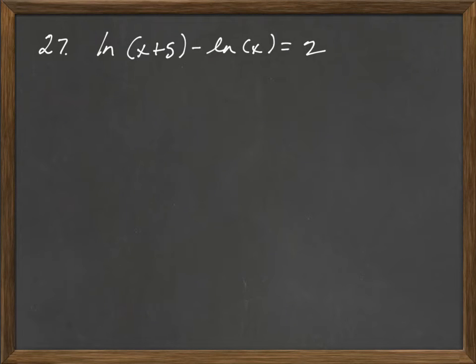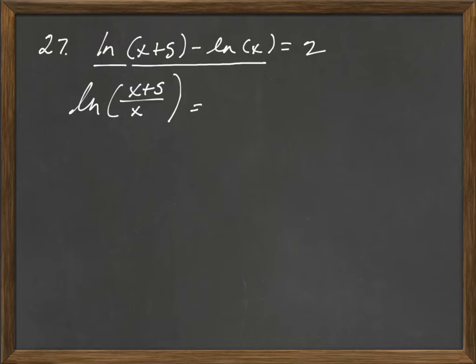Number 27 just uses ln's. It's the same thing as log. So we can combine this to ln of x plus 5 over x equals 2. And now I'm going to have to turn this into an exponent. e, that's the base of ln, to the 2 equals what's in the ln, x plus 5 over x. So this would be e to the 2 equals that.